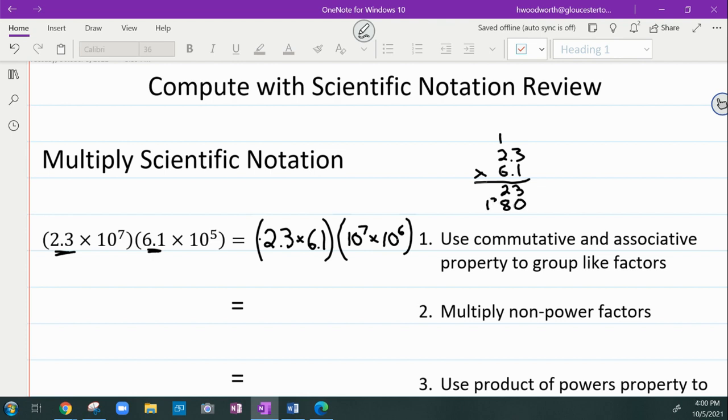There we go. We're going to add those up. 3, 0. And we have 2 decimal places in there, so 14.03. So right here we get 14.03, and we're just going to bring this down for now.